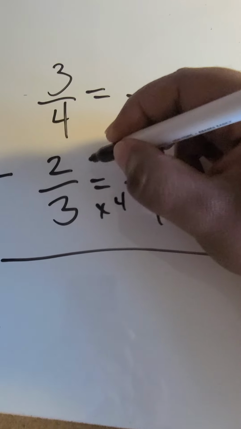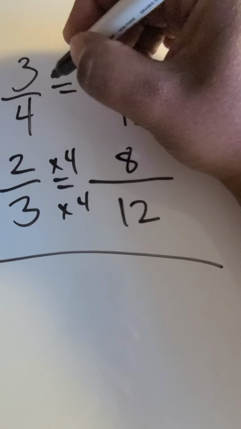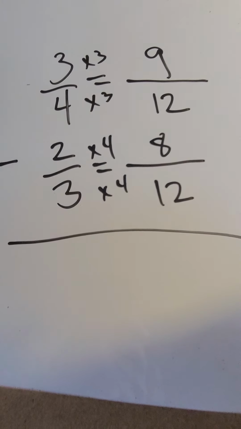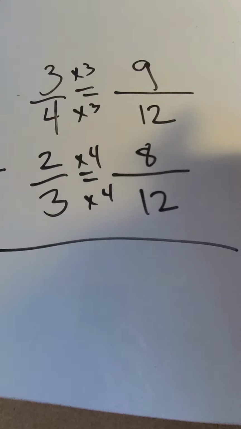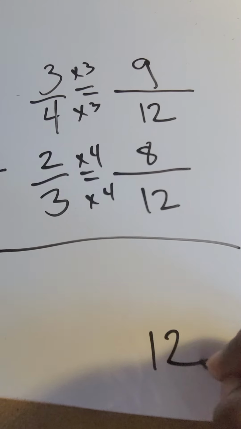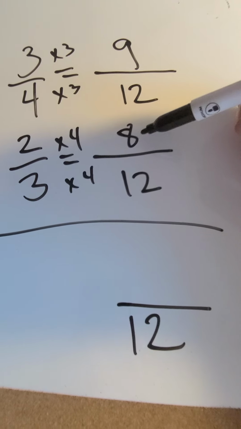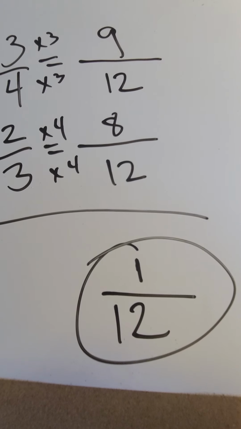Do the same to the numerator as to the denominator. We got 8. We got 9, right? Nothing's changed except for our operation sign. We put our 12, and we simply subtract 9 minus 8, which gives us 1/12.